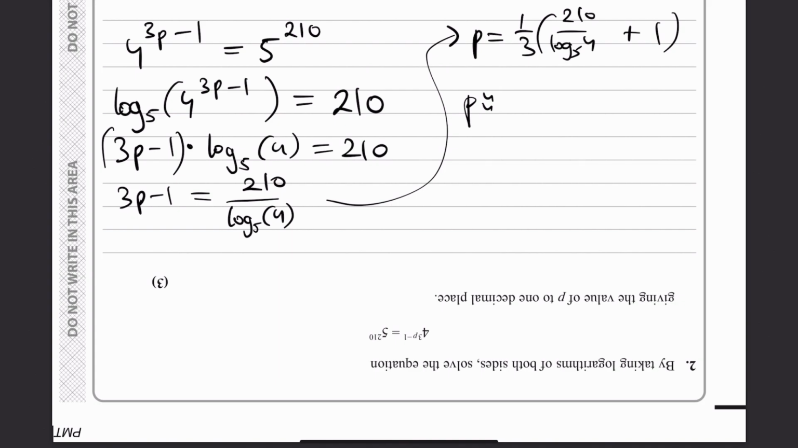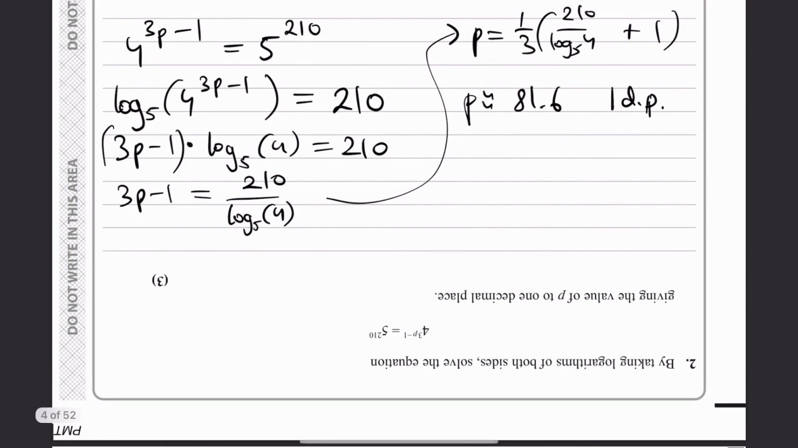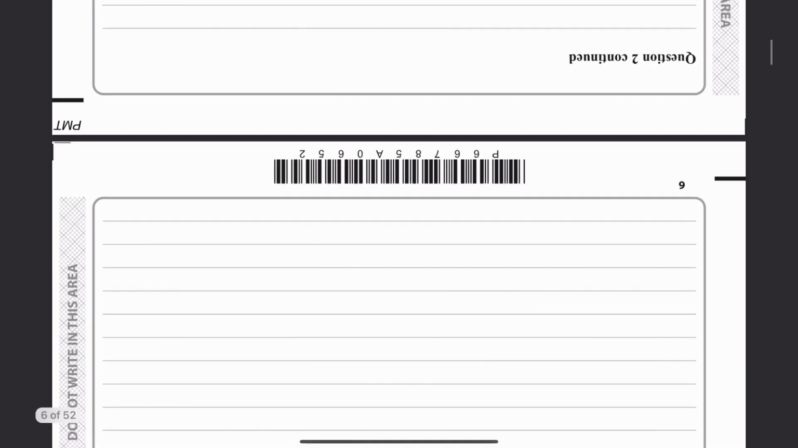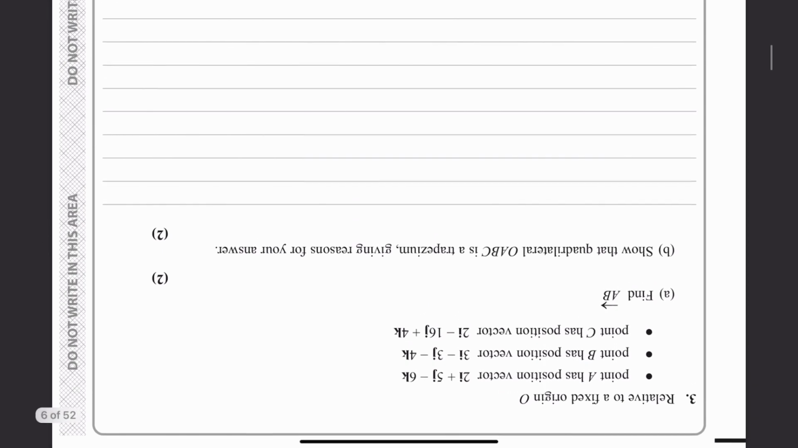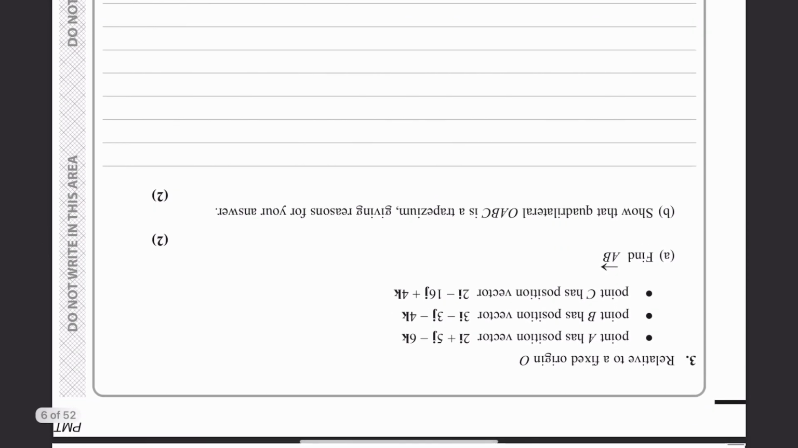Now we just have to type this into our calculators, see if we get the right answer. Log base 5 of 4 plus 1. And we do get p is approximately 81.6 to 1 dp. Let's just put this back into our original equation to see if we did get the right answer. So 3 times the answer minus 1. And okay, actually I just realized I can't do that because you'd have to do 4 to the power of some massive number. So we'll just assume this is right, hopefully. I will check the answers at the end just to show if I'm making any corrections because I do not want to be spreading false information like that. Okay, question 3.